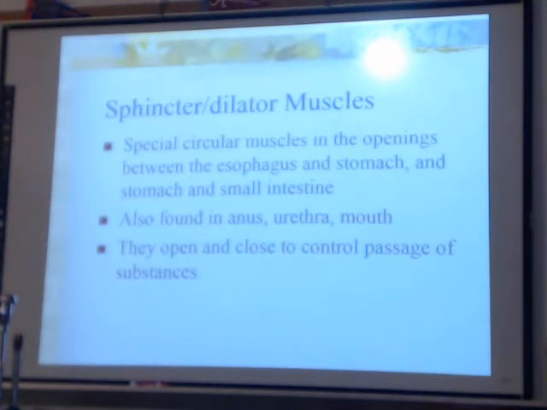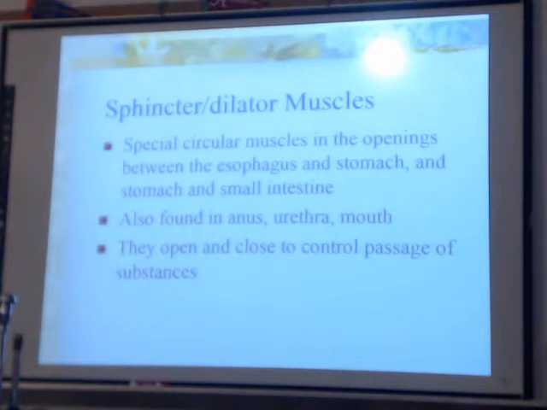Sphincters and dilator muscles. We find those in the intestines, in the stomach, in the esophagus, in the mouth, in the urethra, in the anus, and those are basically doorways that open and close to let things flow through. So sphincters and dilators open and close to allow things to pass through.